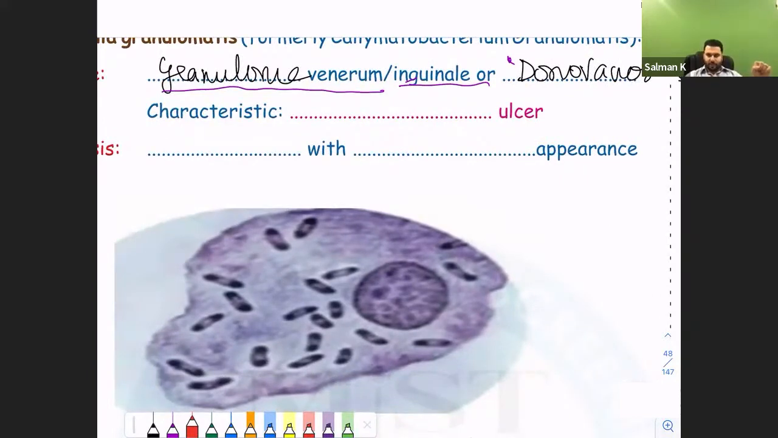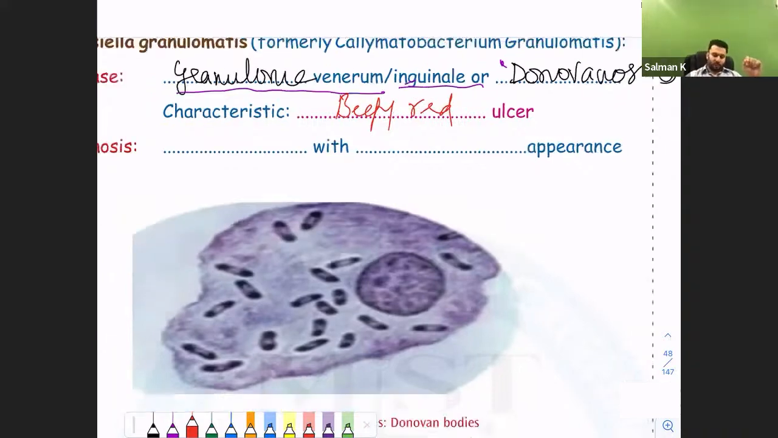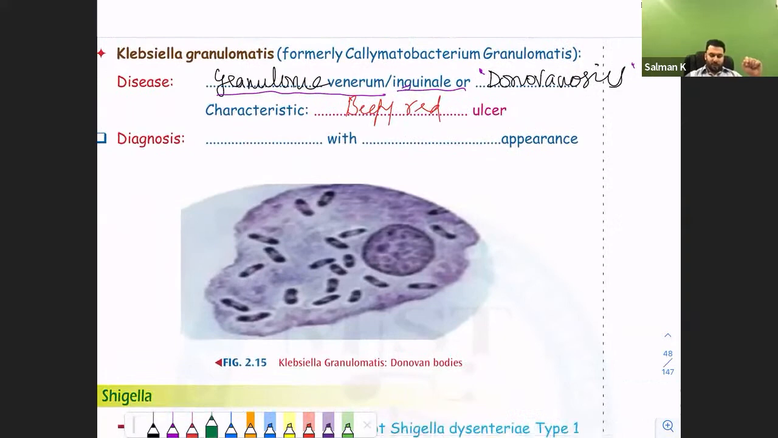Now, how does this disease present? In donovanosis you should be easily recognizing a beefy red ulcer. This is what you should know. And diagnosis is done by these bodies known as Donovan bodies that have a bipolar appearance or safety pin appearance. Inside a macrophage, you are seeing these organisms having the bipolar or safety pin appearance.